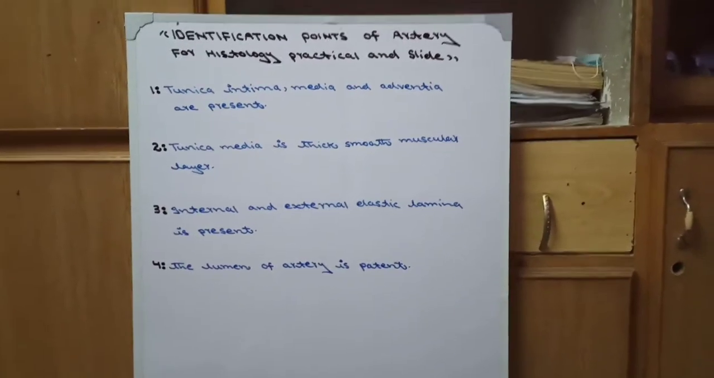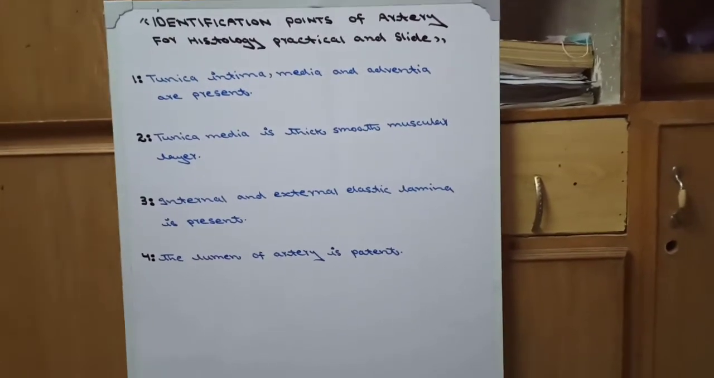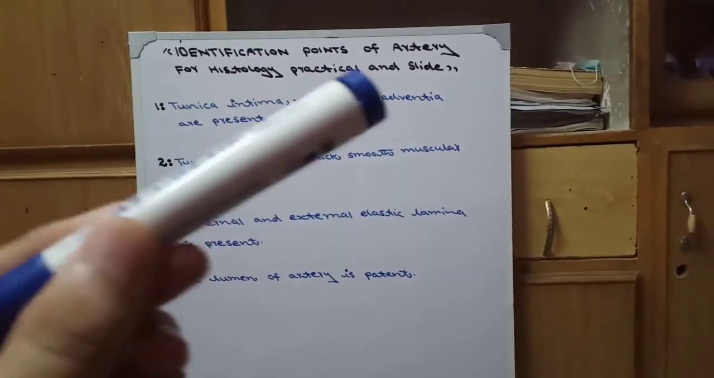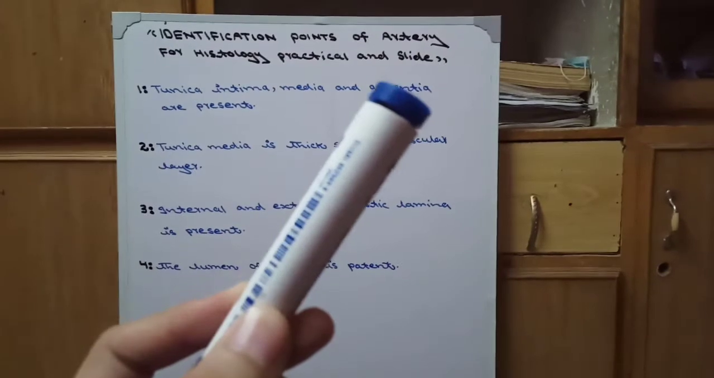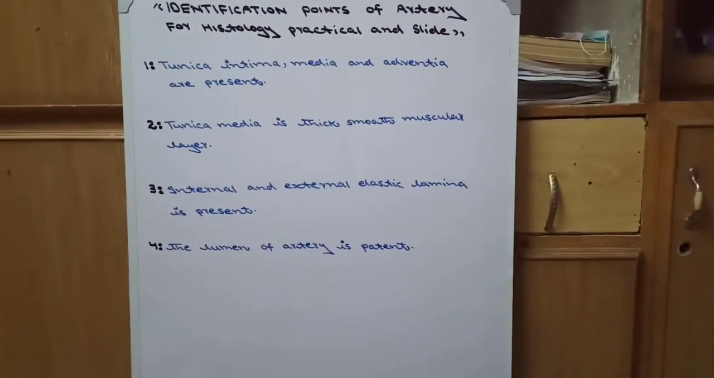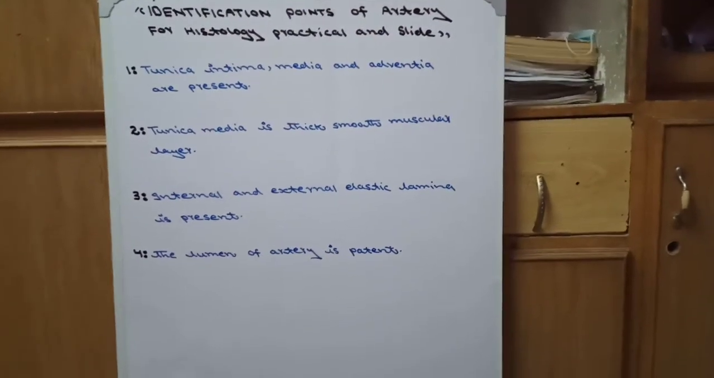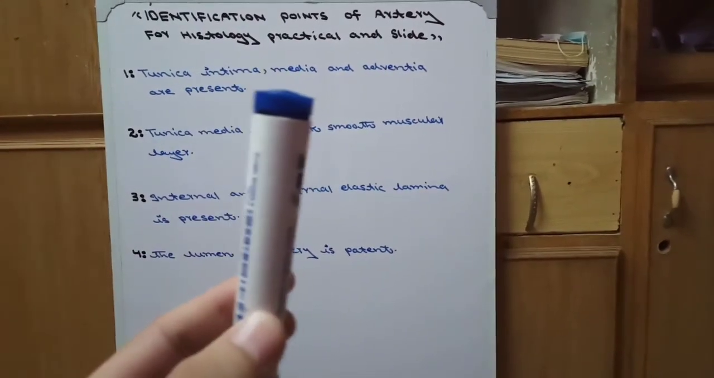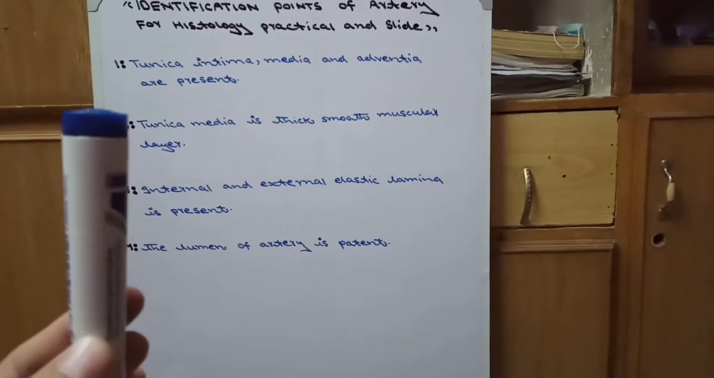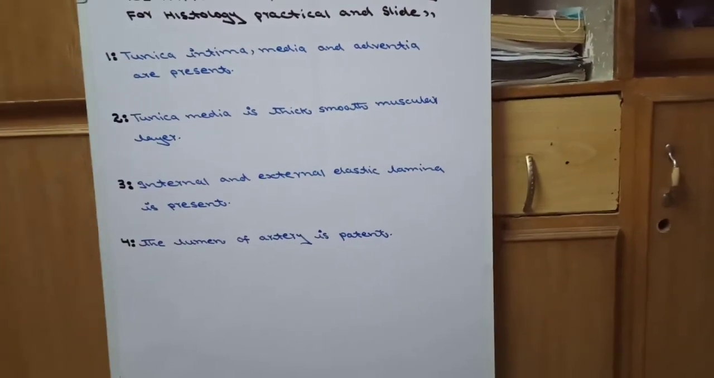Today our topic is related to histology: identification points of artery for histology practical and slide. There are 4 identification points of artery. Number 1, tunica intima, media and adventitia are present.